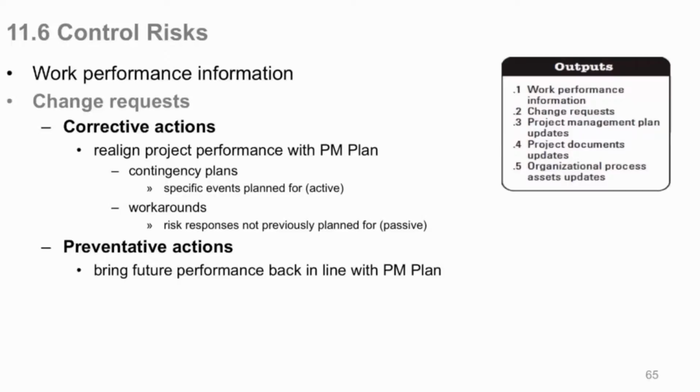But your contingency plans and your workarounds, and again, contingencies are for specific events that happen when you have active, not passive, involvement with an accepted risk. And workarounds are responses that are not previously planned for, or if your contingency and fallback don't work, you're going to use workarounds. So you may have change requests to adjust all these plans should that risk happen again.